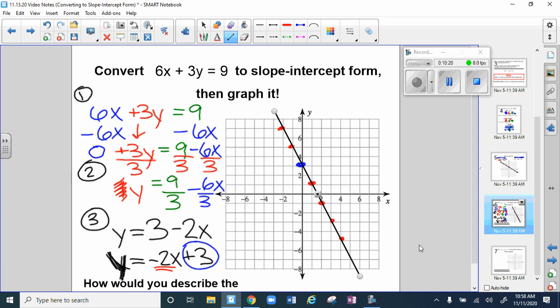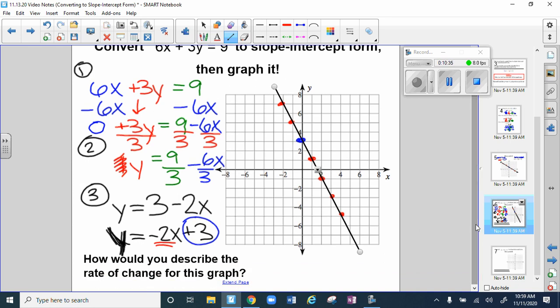There we go, that looks a little better. So there would be my graph for 6x plus 3y equals 9, which in slope-intercept form was y equals negative 2x plus 3. And then I have an extra question here at the bottom. How would you describe the rate of change for this graph?